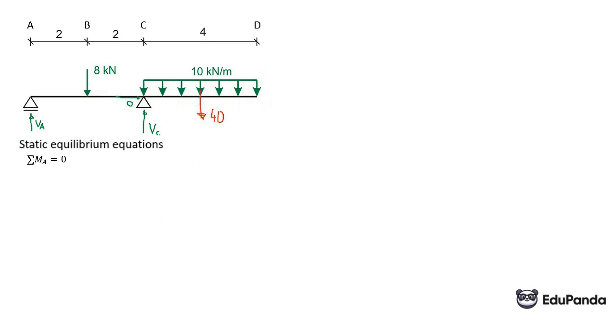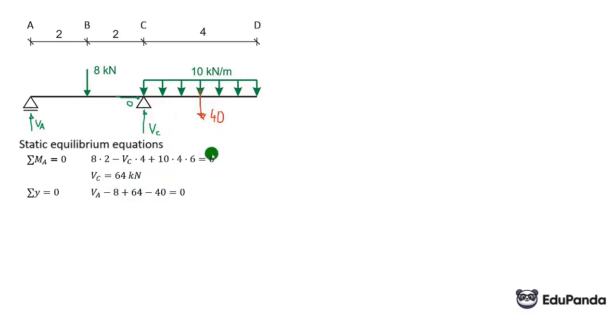So we have 8 times 2 minus VC times 4 plus 40, and here it is 2 up to here and then 4, so together 6, equals 0, from which I get VC equals 64 kN. Now the sum of vertical forces also equals 0, so we have VA minus 8 plus VC, we already calculated 64, minus 40 equals 0.